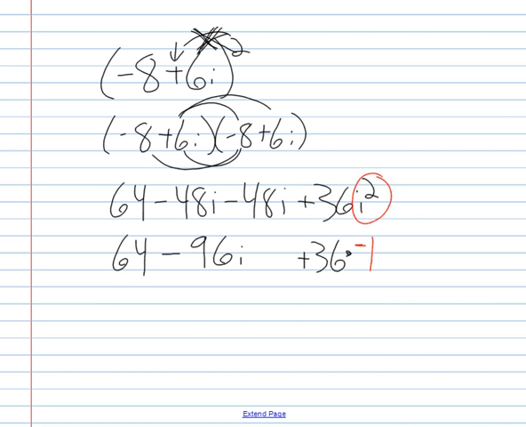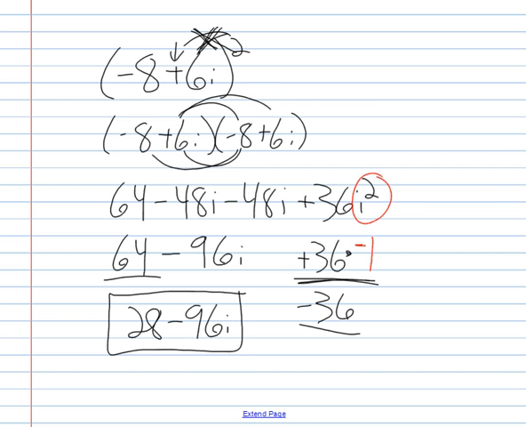Last but not least, we now have this new real number, negative 36, and we can combine that with the 64. And so that will give us, what is that, 28. So we have 28 minus 96i as our new complex number.